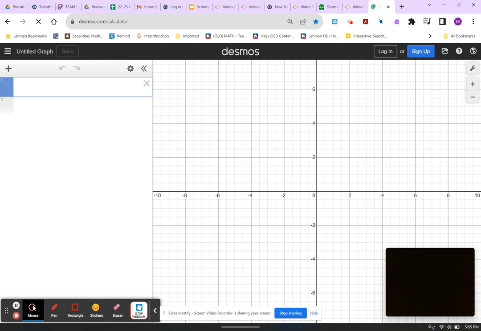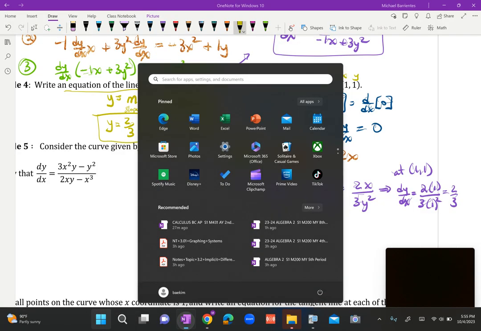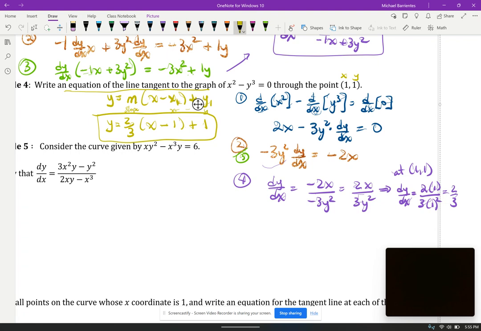I can't access the keyboard because it's under this. Oh no. Okay, well, I'll show it to you in a subsequent video. That's okay. Maybe you can do it on your Desmos.